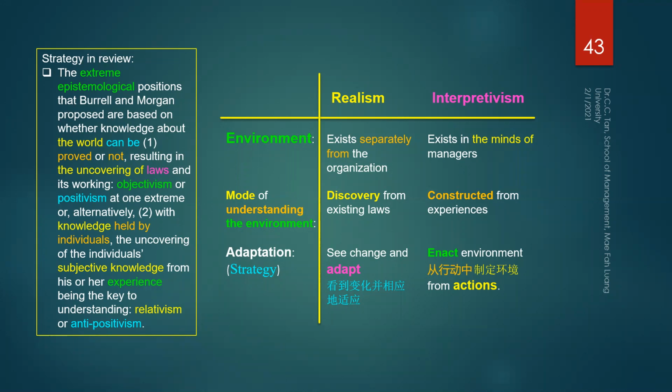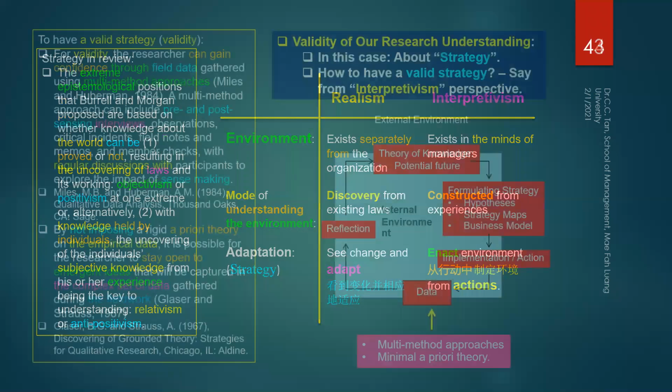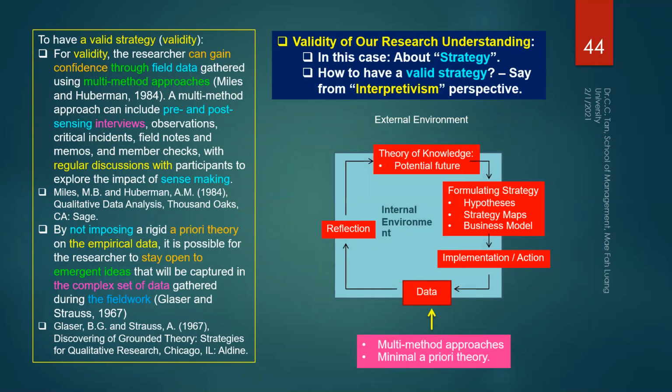On the mode of understanding, as I already explained, you discover your strategy, or you construct and generate your strategy from your experiences. On the one hand, you adapt to the environment; on the other hand, you can shape it because your mind creates the environment. So the hero creates the environment. You can shape the environment and take action on your environment. This is a typical similarity of our research understanding. In this case, we are talking about strategy. So how do we have a valid strategy?